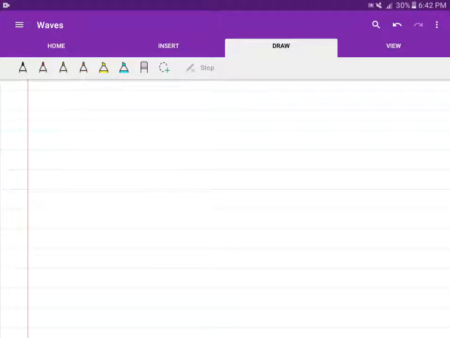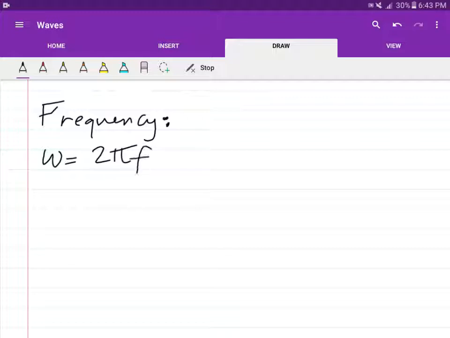So next, we also define a quantity called frequency. So this is different from what we have defined as spatial frequency and temporal frequency. So frequency came from this equation, omega equals 2 pi f. So f equals omega over 2 pi.